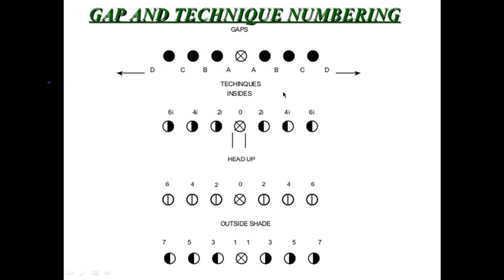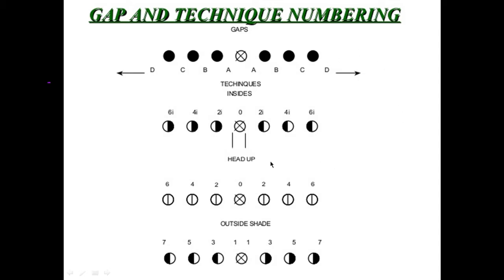So this is what I actually use when I'm teaching our kids. First, we'll start off with the gaps, which is simply just the space in between each offensive lineman. So in between the center and guard is the A gap. In between the guard and tackle is the B gap. In between the tackle and tight end is the C gap. And anything outside the tight end is the D gap.